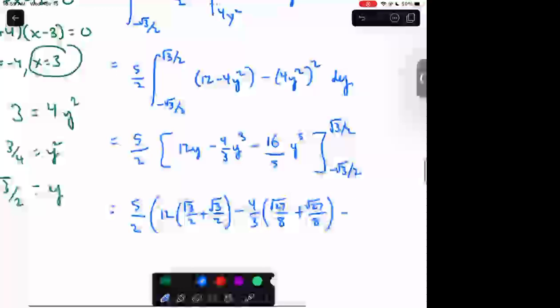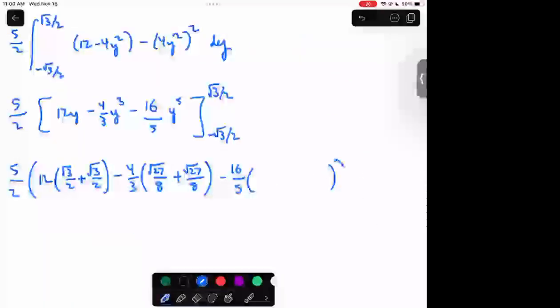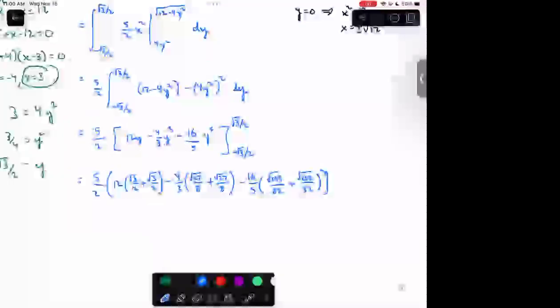And then finally, negative 16/5. And now it's getting fun with things raised to the 5th power. Correct me if I'm wrong, but I believe 3 raised to the 5th power is 243. And I believe 2 to the 5th power is 32. At this point, obviously, you see some common denominators here.